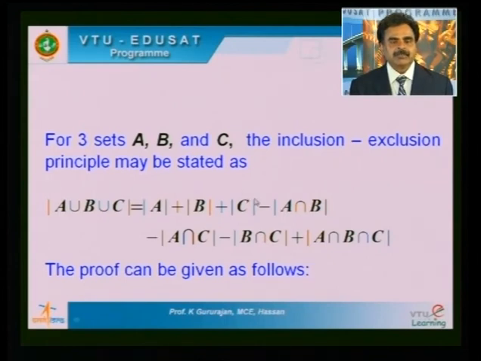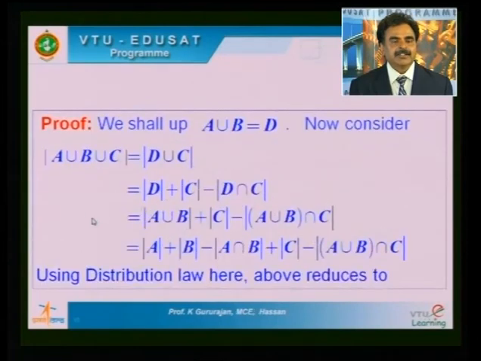by applying the inclusion exclusion principle for 2 sets, just by taking A union B as D. This is what I have done. Take A union B equal to D. Then this becomes cardinal number of D union C. Apply the inclusion exclusion principle for 2 sets. I will get cardinal number of D plus cardinal number of C minus cardinal number of D intersection C. Now substitute for D and expand.